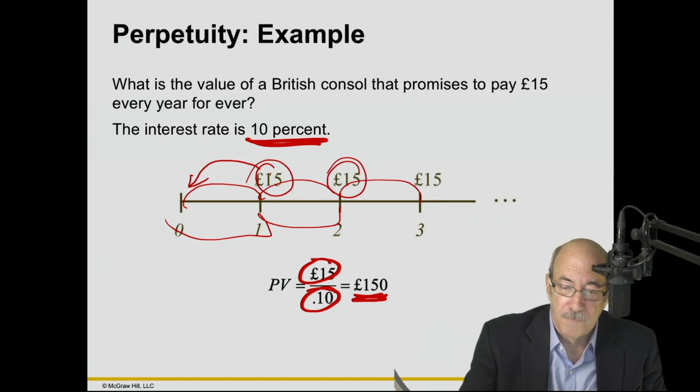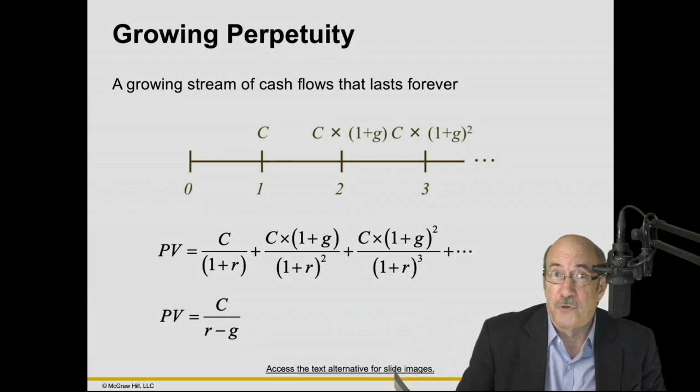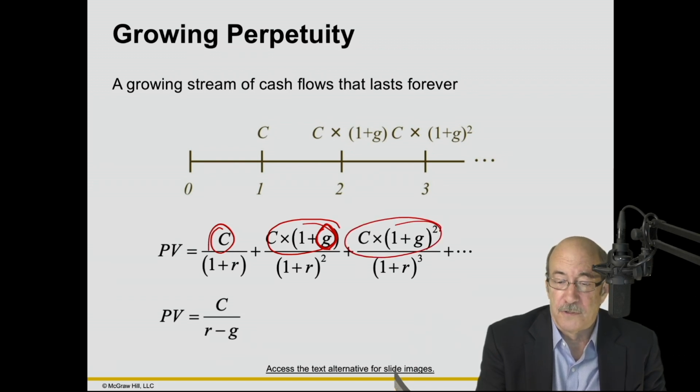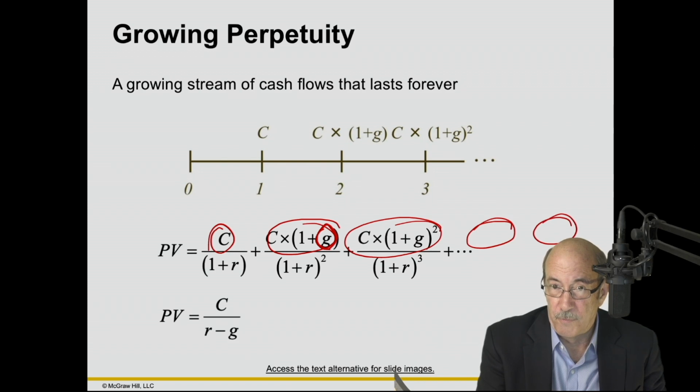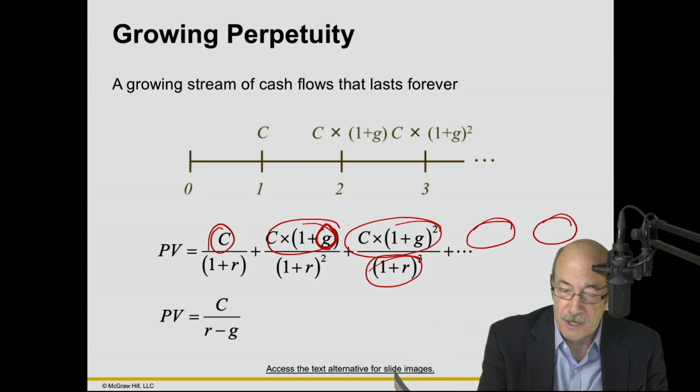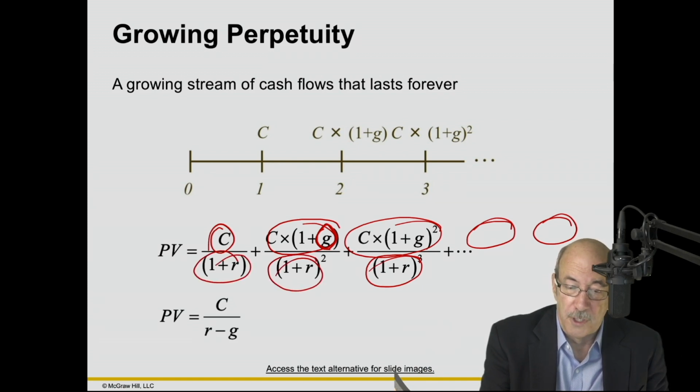Now, let's grow that perpetuity. Let's say that it grows at a rate of G every period. Whatever G is, doesn't matter. So here we have cash flow starting out at the stated rate, and then the next one grows at the rate of G for one period. And then the one after that grows at the rate of G for 2 periods, 3 periods, 4 periods, and so on, forever. We're still discounting at R for the appropriate number of periods.